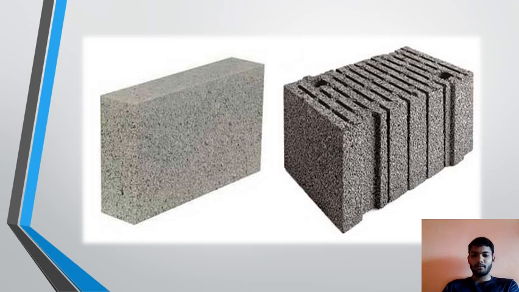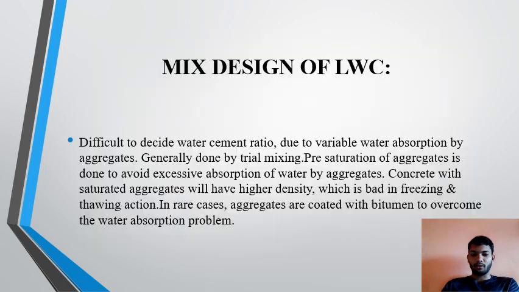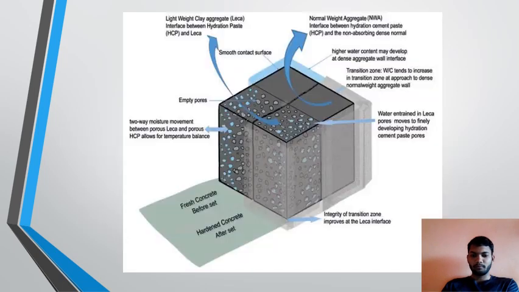Here we see the block of the lightweight concrete, then mix design of the lightweight concrete. It is difficult to decide the water cement ratio due to variable water absorption by the aggregates, generally done by trial mixing. Pre-saturation of the aggregate is done to avoid the excessive absorption of water in aggregates. Concrete with saturated aggregate will have higher density, which is bad in freezing and thawing action. In rare cases, aggregates are coated with bitumen to overcome the absorption of water. Here we show the cube of lightweight concrete.